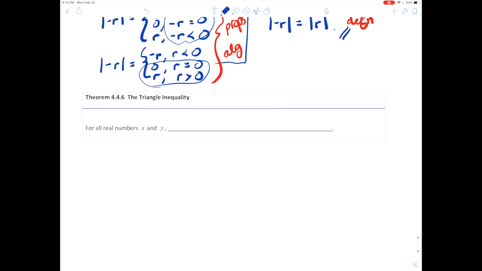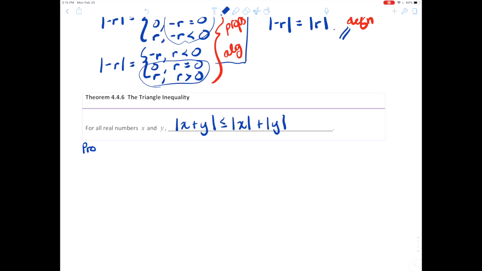triangle inequality. So again, in linear algebra, we're going to be looking at this in terms of vectors. There's a really cool proof on that. But for now, we're just going to use some stuff from algebra and also one or two of these lemmas. So the triangle inequality says for all real numbers x and y, absolute x plus y must be less than or equal to absolute x plus absolute y.